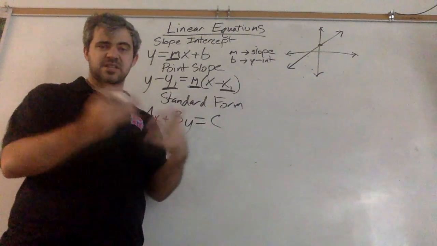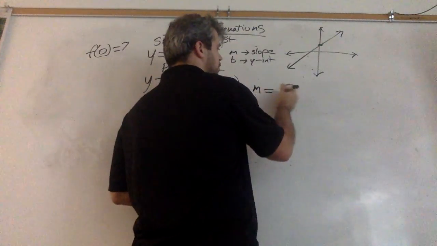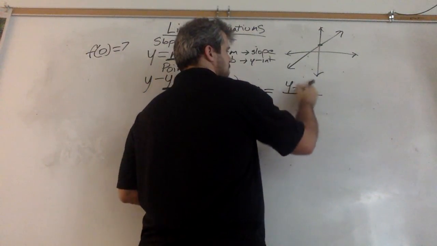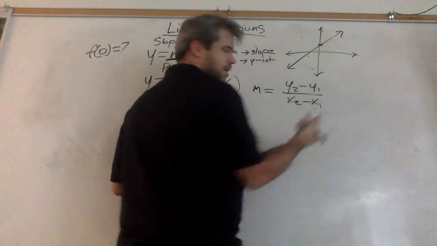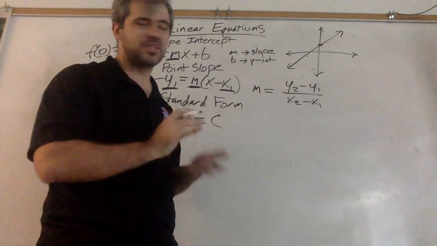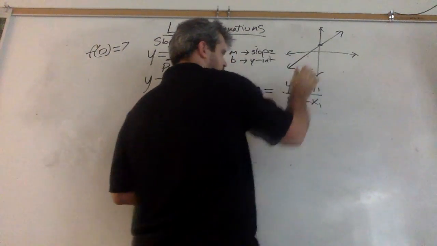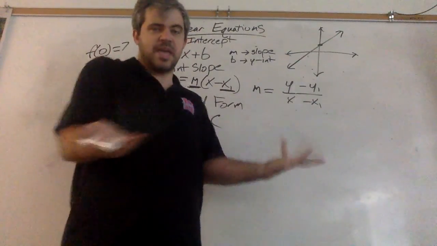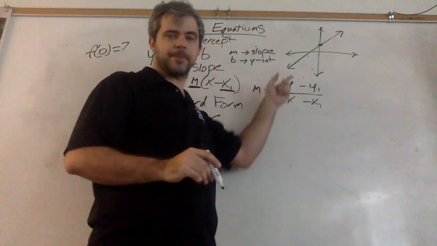This form doesn't come out of thin air. It actually comes from your slope formula. So you remember this from like 5 minutes ago? This slope formula, if we take off these 2's and just say x and y, it can just be any other point, we get this equation right here.